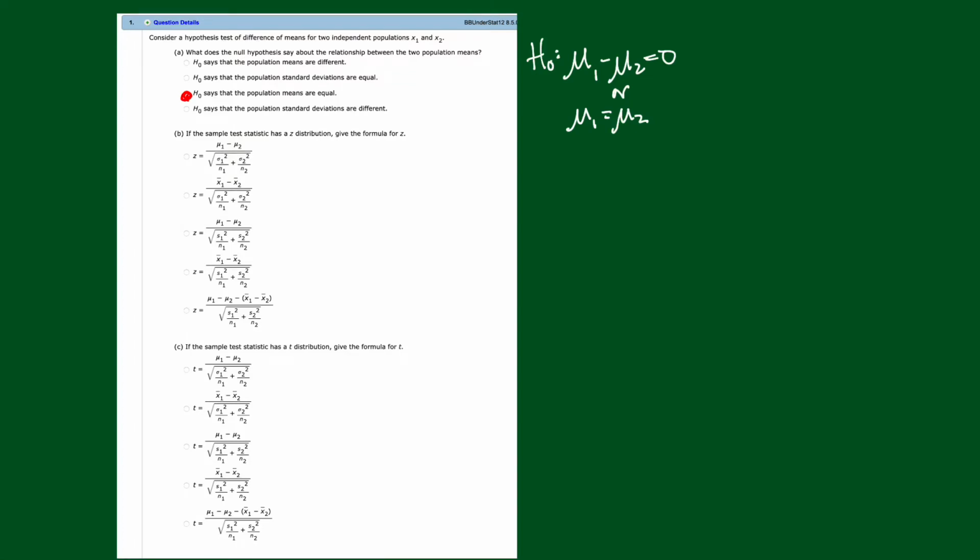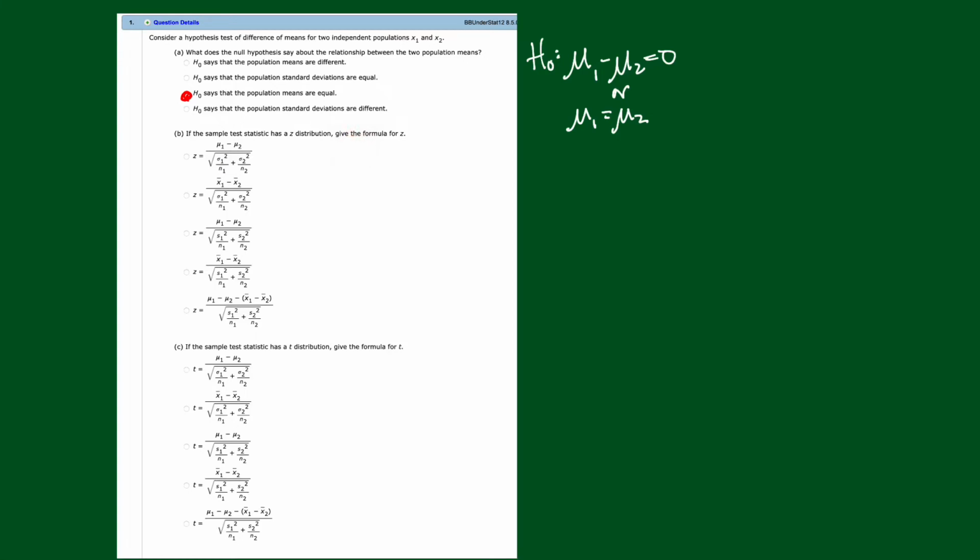Part B says if the sample statistic has a z distribution, I think that's opposed to a t distribution. All right, so suppose it has a z distribution, like maybe you know sigma or you have large samples. Give the formula for z.